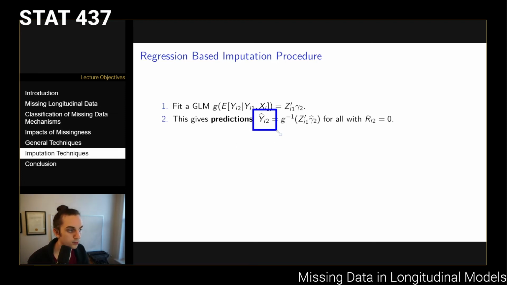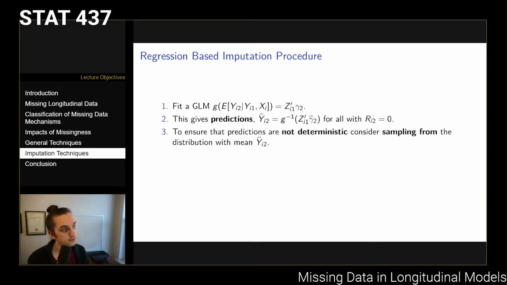So then we can write yi hat 2, which is going to be the predicted values based on the observed models for the first or the second stage. And we could use that to predict all of the values for those who we didn't actually observe. Now, in order to ensure that we're not using deterministic predictions, right? If you fit a GLM or a linear regression model and you just predict based on the average, you're going to get the same prediction every time you run it, right?